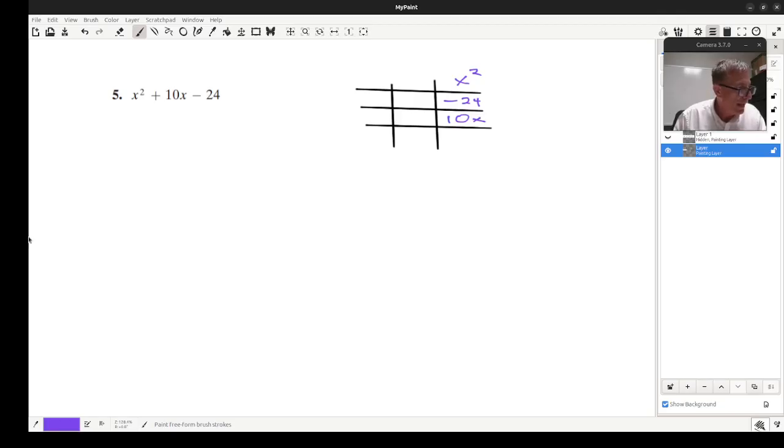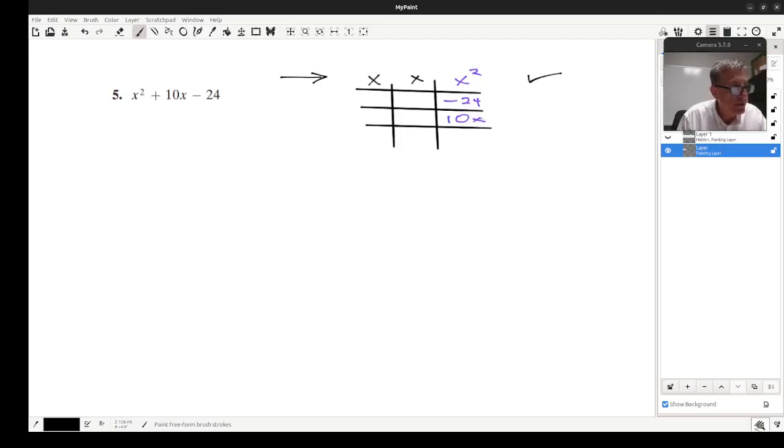So now we go back and we start the process. I have to find two factors such that when I multiply them together I get x squared. Well, since we just have x squared, there's only one choice. So I'm multiplying this way. So x times x is x squared. Now I have to find two factors that are going to multiply to minus 24. So that means exactly one of them has to be negative.